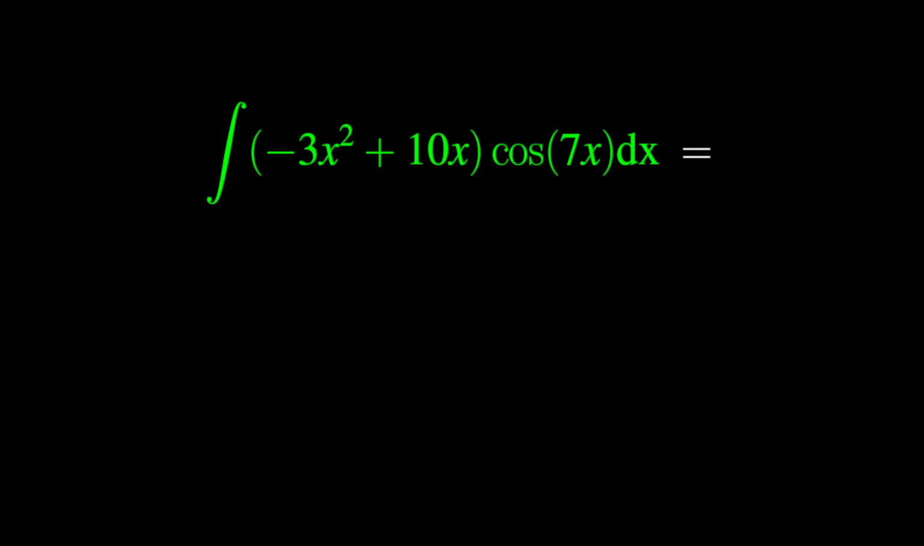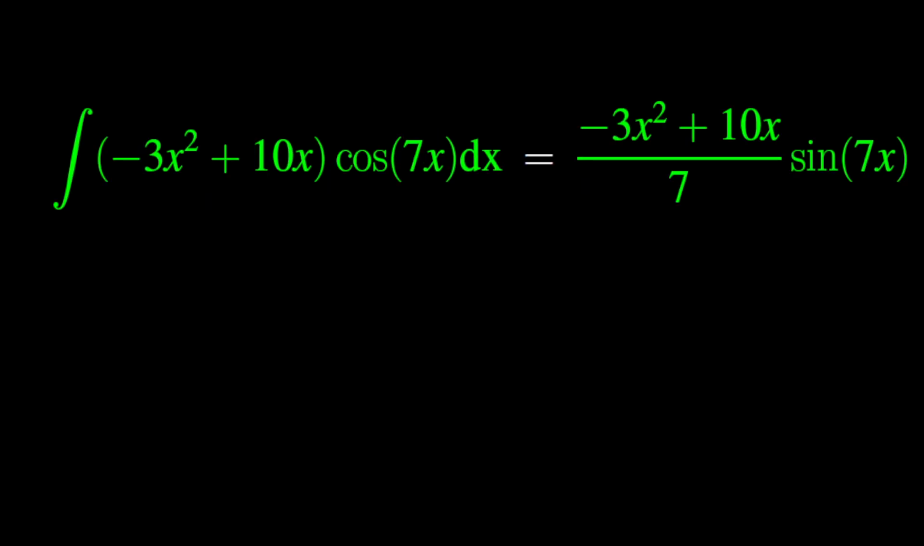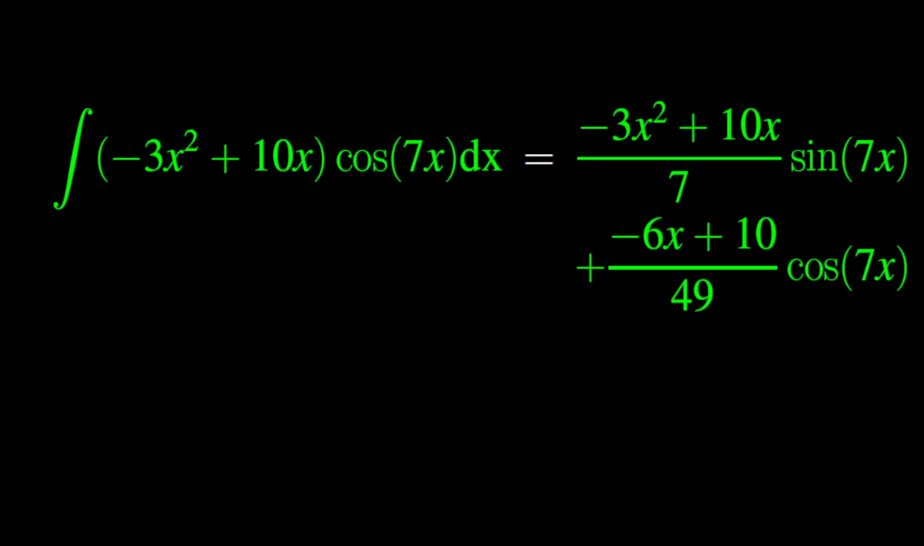Finally, combining the last two results, we see that the integral of minus 3x squared plus 10x times cosine of 7x dx is equal to minus 3x squared plus 10x over 7 times sine of 7x, plus minus 6x plus 10 over 49 times cosine of 7x, plus 6 over 49 times sine of 7x plus a constant of integration c.